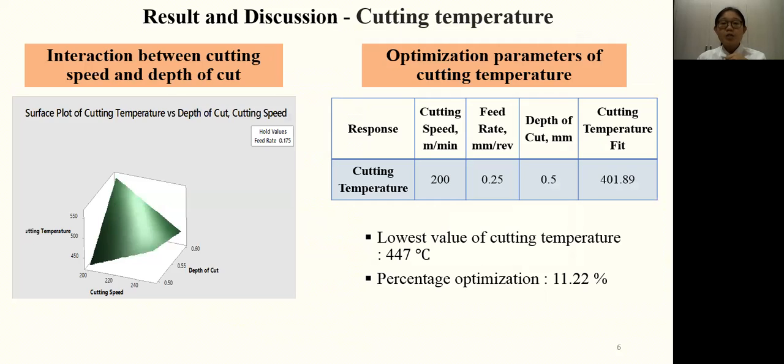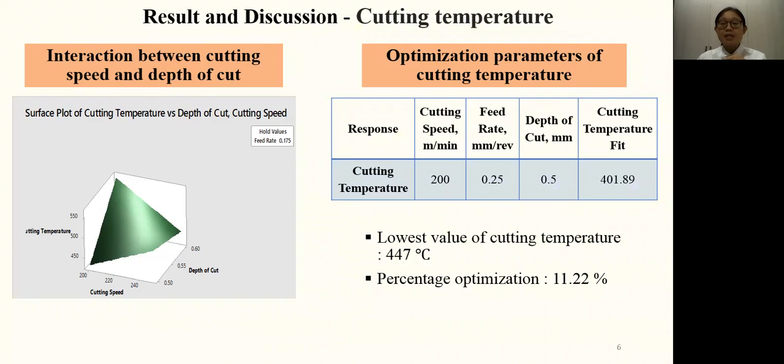Next, this figure shows the surface plot of the cutting temperature versus the depth of cut and the cutting speed. As you can see from the surface plot, the cutting temperature is increasing when there is an increase in the depth of cut and a decrease in the cutting speed. And this finding is supported by a claim that the cutting temperature began to decrease when the cutting speed surpassed a certain critical value, due to the time for the heat transfer into the workpiece being reduced and most of the heat being evacuated by the chips.